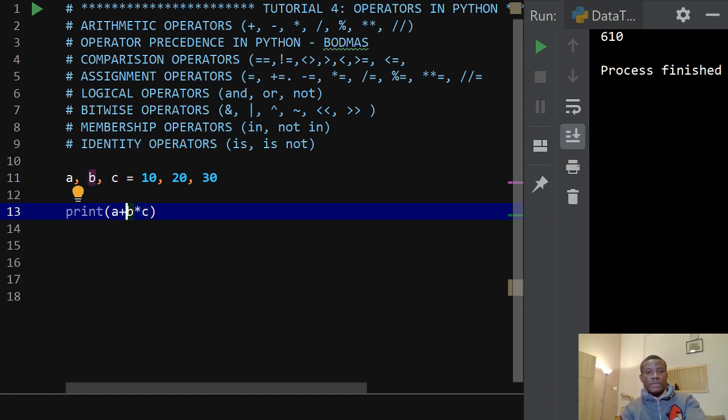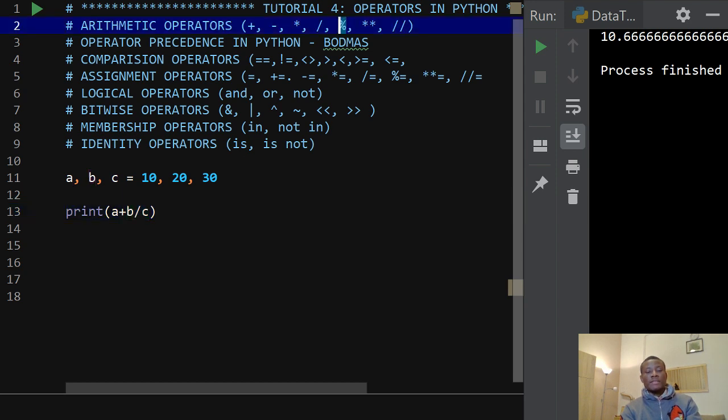So let's do something else. Let's try to use division. Let's see, what do we expect? B over C, 20 over 30, is 2 over 3. That should be giving us 0.6, plus 10. So we have 10.6667. So basically it works in the same way as you know. Multiplication and division have higher precedence over addition and subtraction.